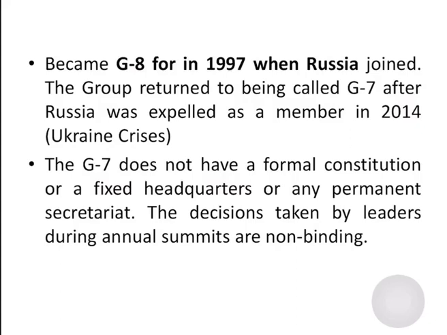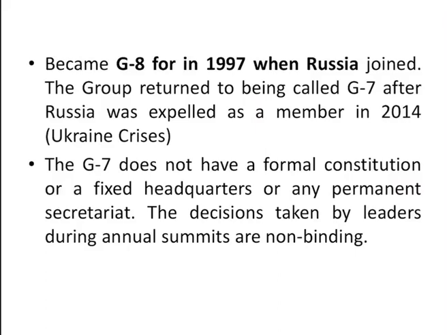Now before 1997 it was G7, and then it became G8 because Russia joined in 1997. But in 2014, after the Ukraine crisis, Russia was expelled from this group, and so after 2014 the group became G7 again, and it is now popularly known as G7 only.